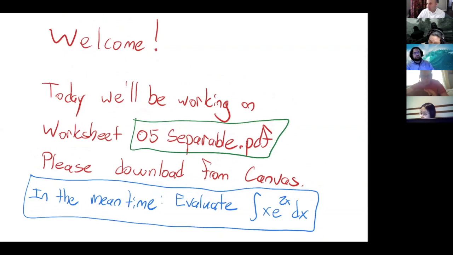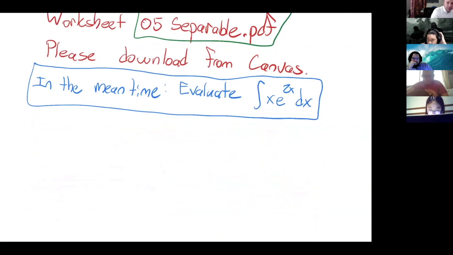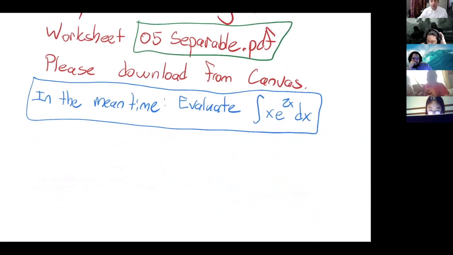So today we'll work on our first method for finding exact solutions to differential equations. We're going to do some integration today. That was the point of some of the reading problems that you looked at. So we're going to be working on worksheet 5, dealing with separation of variables today.